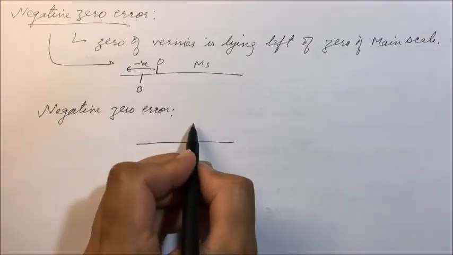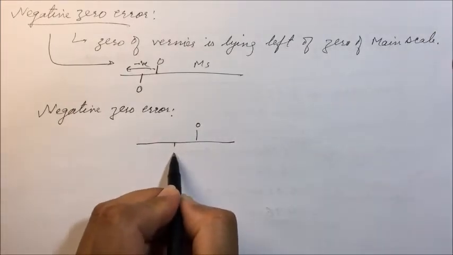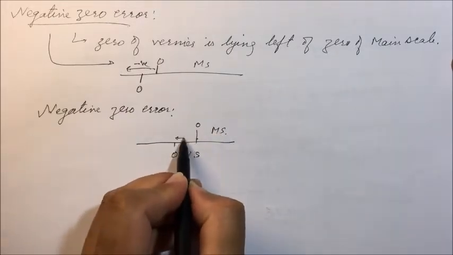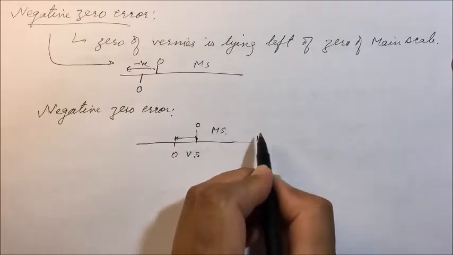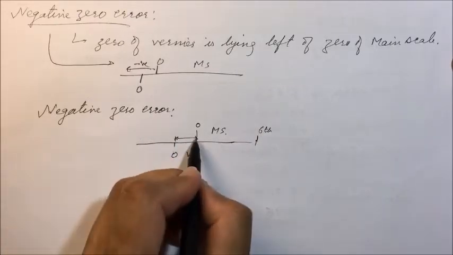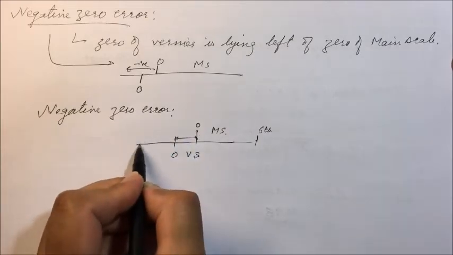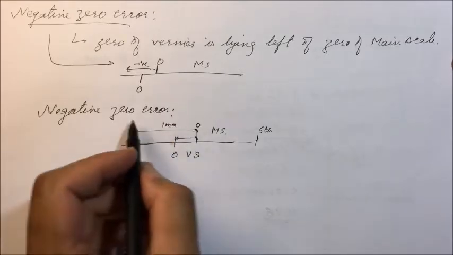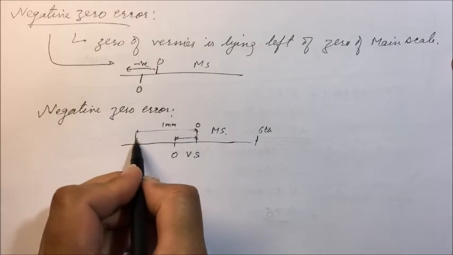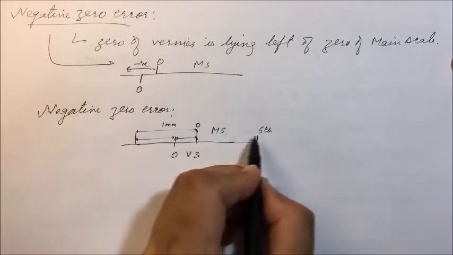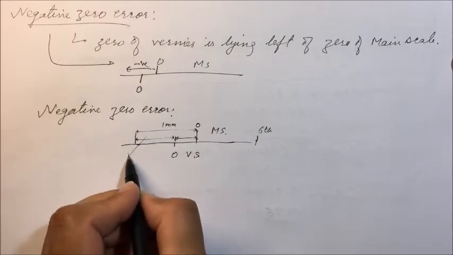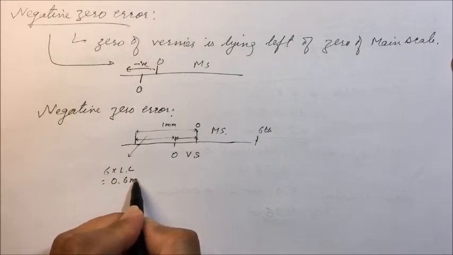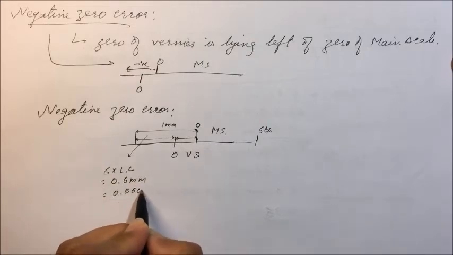This was the 0 of the main scale. This is the 0 of the vernier scale. Main scale, vernier scale. And I have to calculate this length. As the 6th division was coinciding, if I draw from this 0 to here 1 mm, this total length is 1 mm. I will be giving 2 ways. This length we can measure using the 6th division: it will be 6 into least count, which is 0.6 mm, or in centimeters 0.06 centimeter.